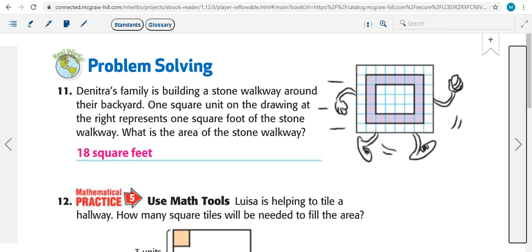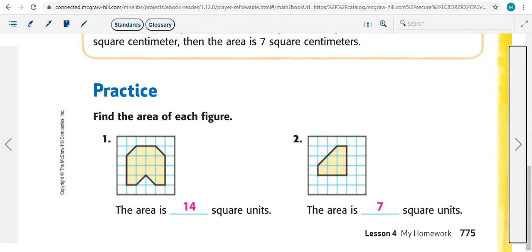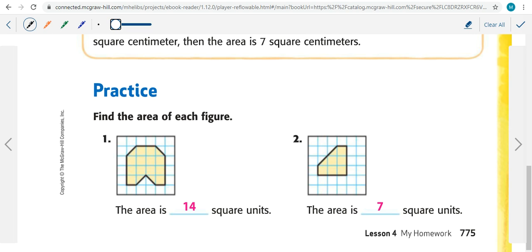Next page, we do not do it, so please open up your book on my homework. Now, find the area of each figure. The answer for number 1 is 14, and let me explain you why. The first step is to count the whole ones. 1, 2, 3, 4, 5, 6, 7, 8, 9, 10, 11, 12. Tenemos 12 enteros. Now we're going to see how many halves. 1, 2, that makes 1. 1, 2, that makes 1. So the answer is 14. 12 plus 1 plus 1 is 14.